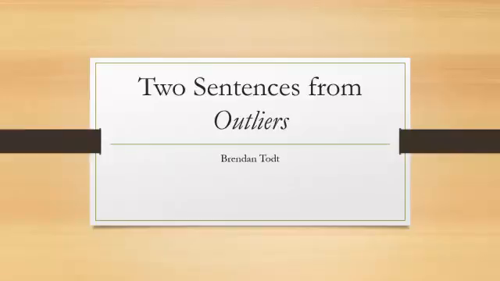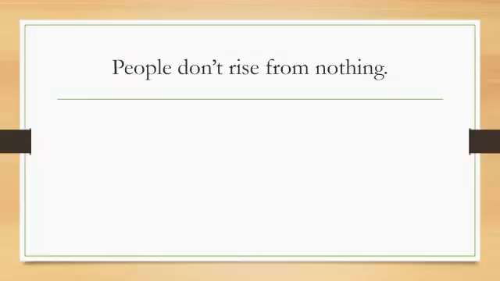Welcome back. We continue our adventure in English grammar by taking a look at a few sentences from Malcolm Gladwell's Outliers. Our first one is pretty short, so let's get to it. People don't rise from nothing. And at first glance, this doesn't seem too complicated, and really it's not, but there is one unique twist here.